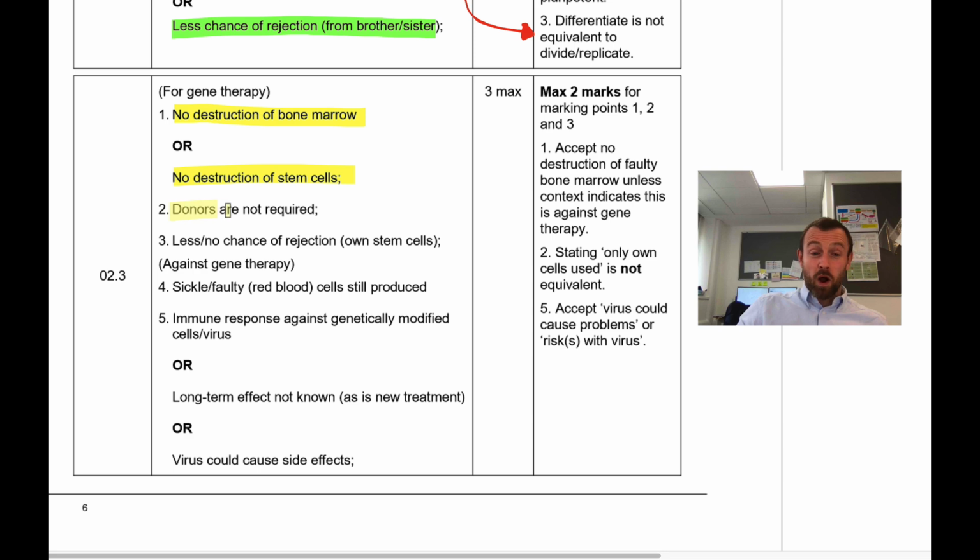Donors are not required. This is key. Less or no chance of rejection. Okay, so these are all for, and these down here are against. So the flip side of this first thing, you could argue it's a positive: they don't have to take a bone marrow killing treatment. But the flip side of that is that, doing gene therapy, the faulty sickle cells are still produced.